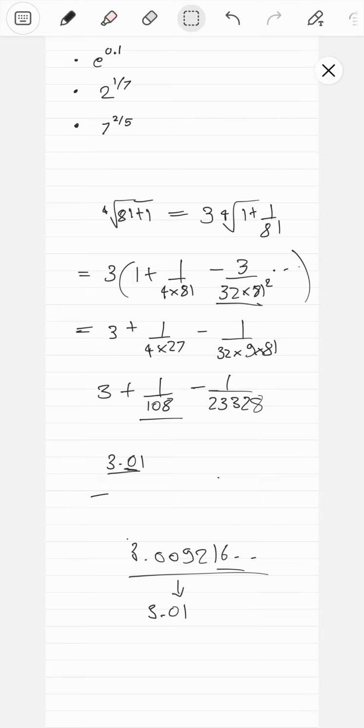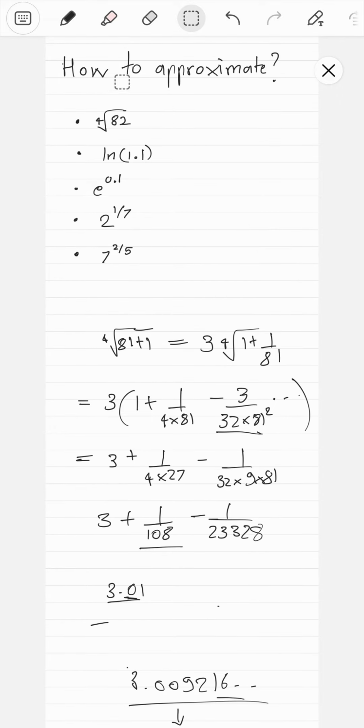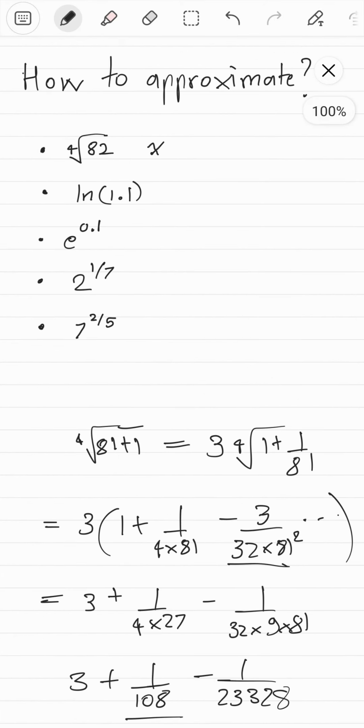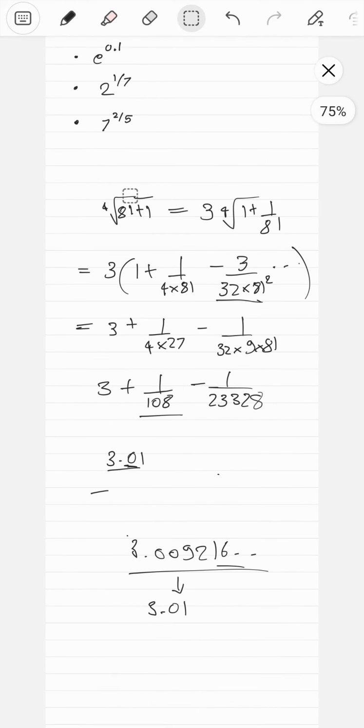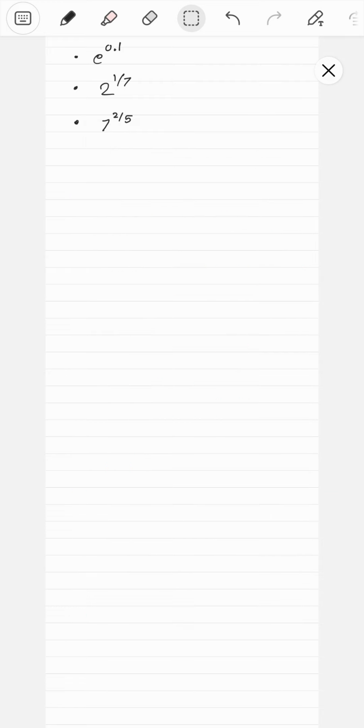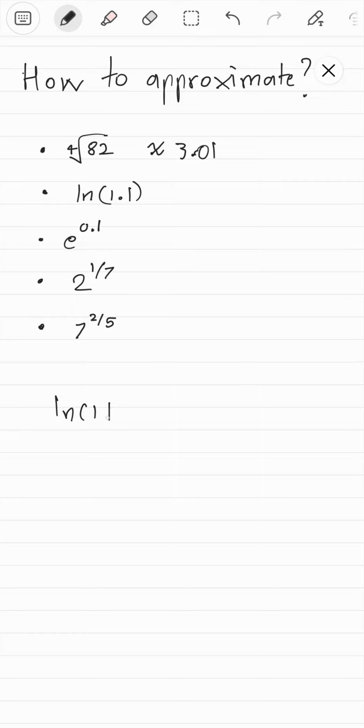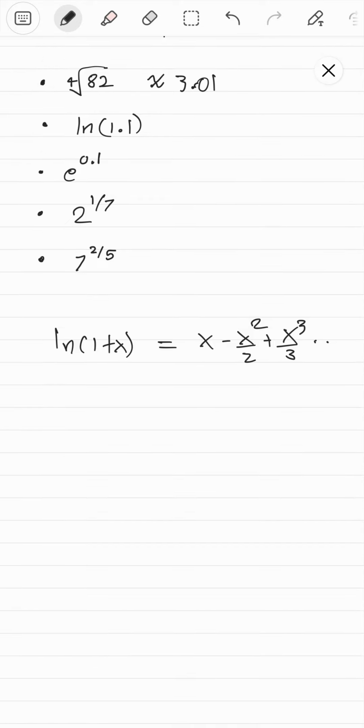Okay, that's awesome. So I'm just going to write that down. This is approximately 3.01. Okay, next, natural log of 1.1. How do we approximate that? To do that, we can use the Taylor series of natural log of 1 plus x, which is just x minus x squared upon 2 plus x cubed upon 3, and so on. Whenever you put 0.1 in this, you will get natural log of 1.1. So you just have to figure out what this series is.